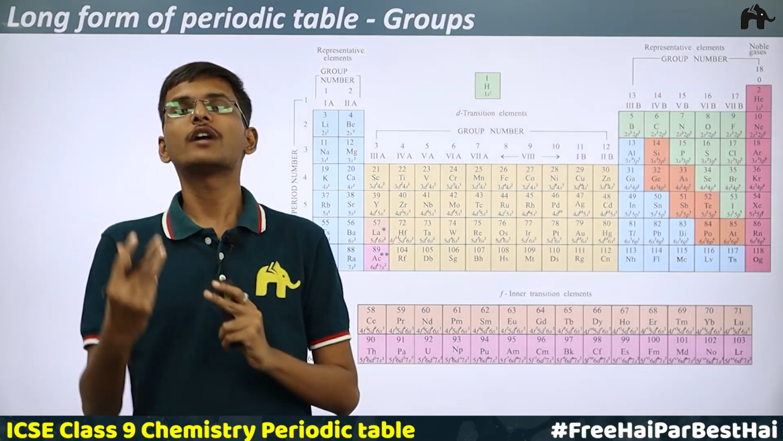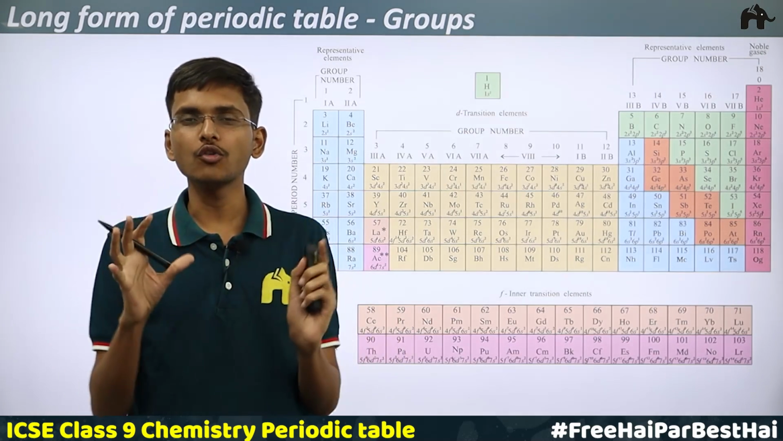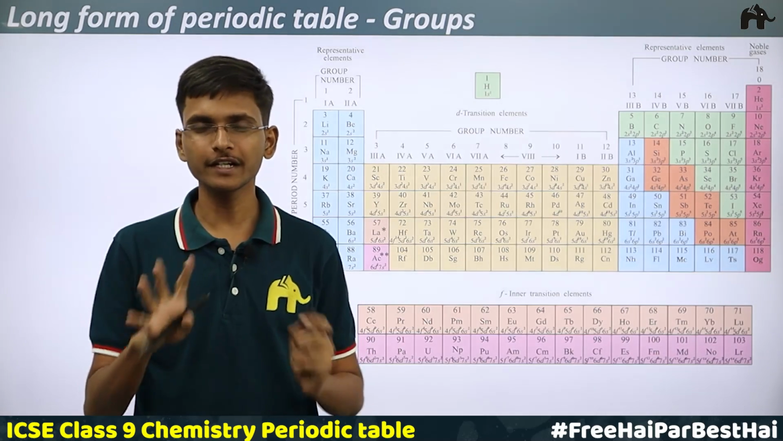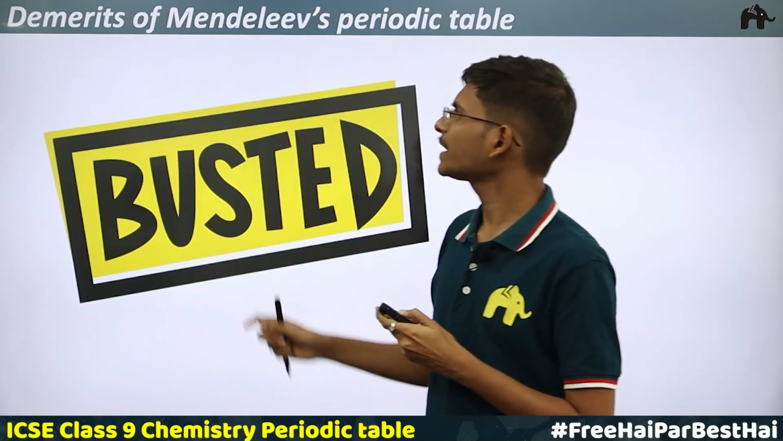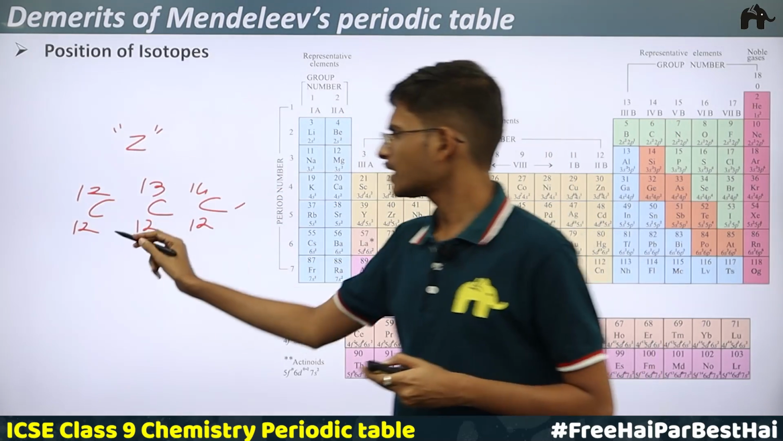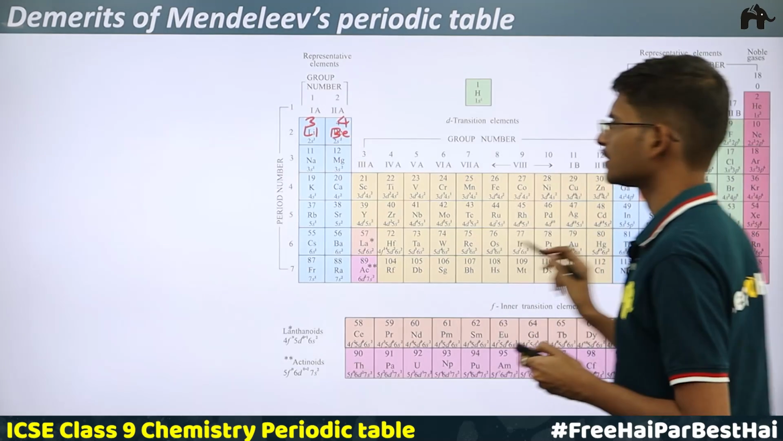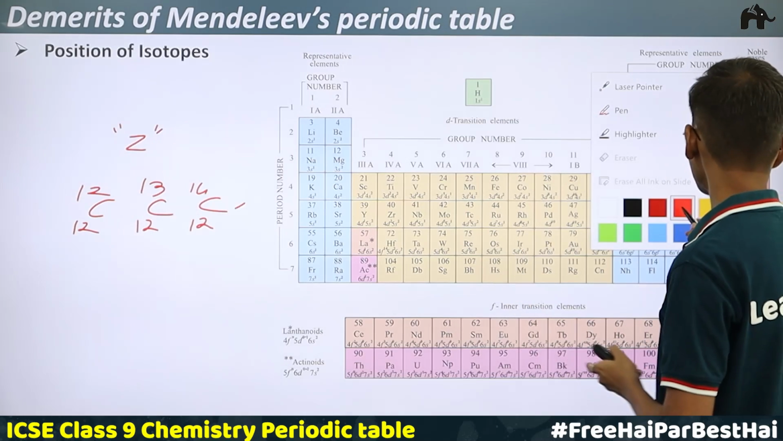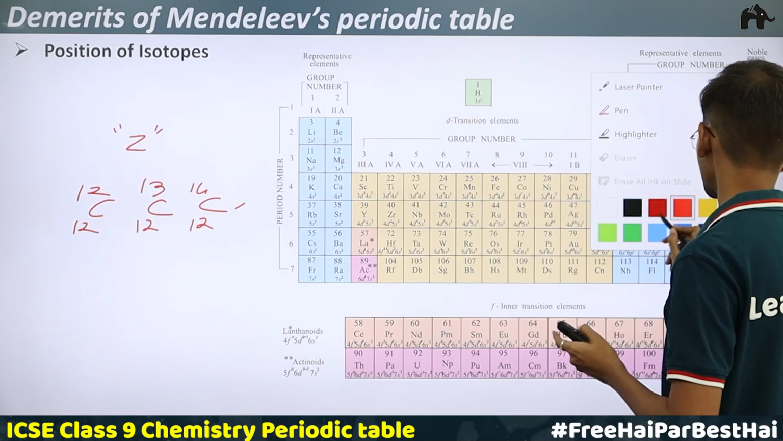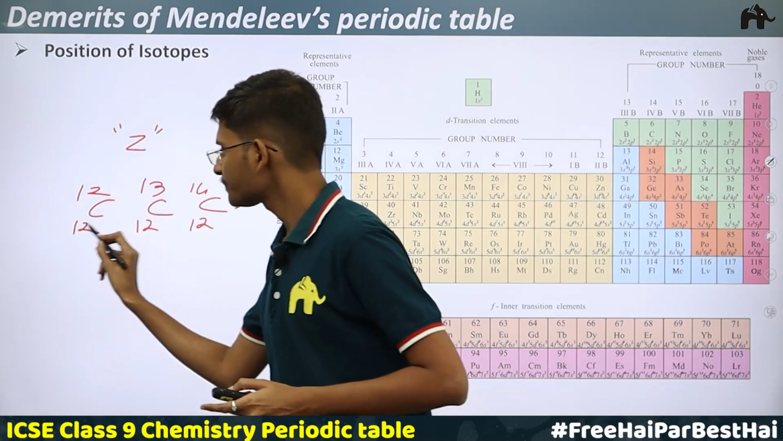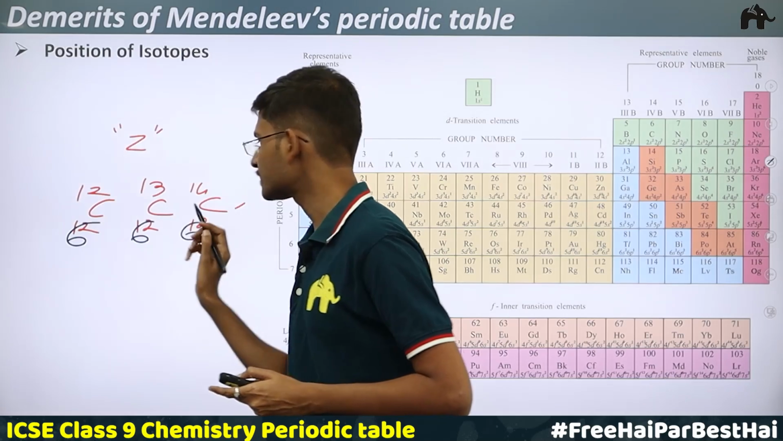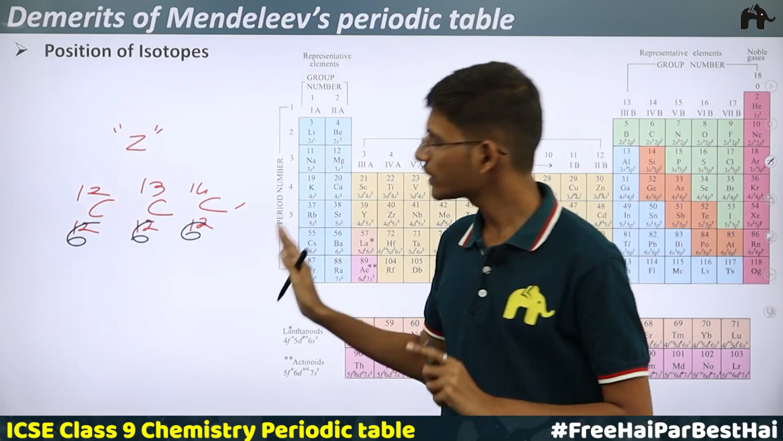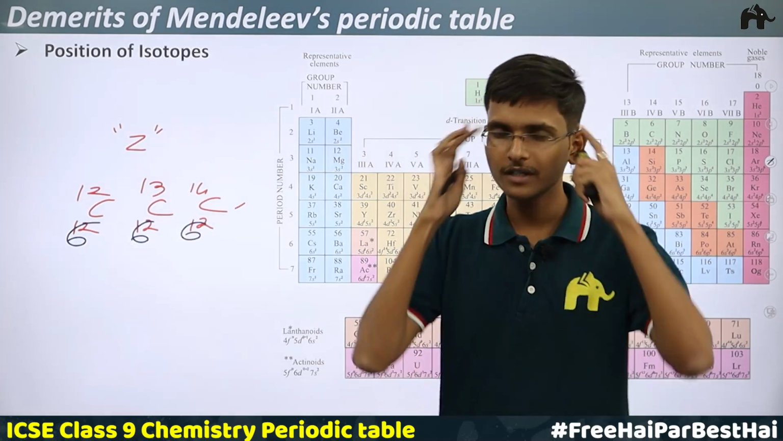Okay, so students, let's move ahead and see how the elements are arranged in the long form of the periodic table. But before that, one very minor mistake: I mentioned 12C12 and 13C12 and 14C12, which is slightly incorrect. Here it's 12C6, 13C6, 14C6. These isotopes have atomic number 6 because these are isotopes of carbon. Their atomic number is the same, and it's 6, not 12. Sorry for the minor mistake.